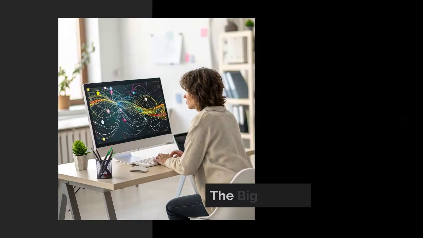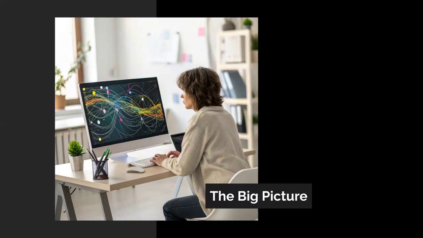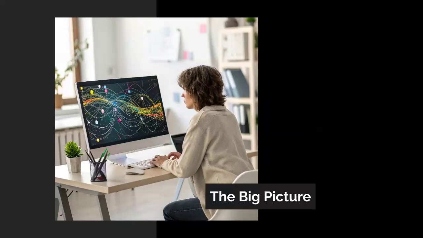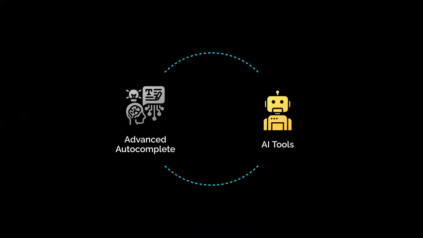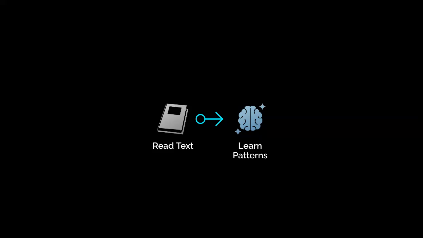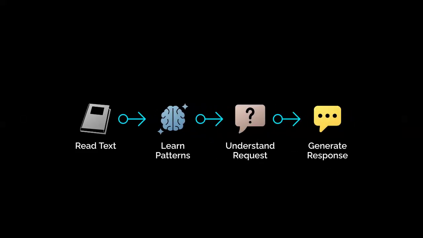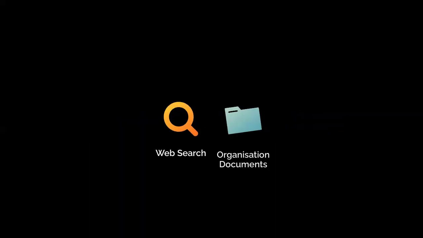Think of AI tools like Copilot or Gemini as incredibly smart autocomplete, predicting entire sentences instead of just the next letter. These AI tools mirror advanced autocomplete by spotting patterns in language and predicting what comes next, rather than simply searching the web. The process flows like this. The AI reads massive amounts of text, learns how words connect, understands your question, then builds a response piece by piece. Some versions can also tap into web search or your school's own documents to strengthen their answers.